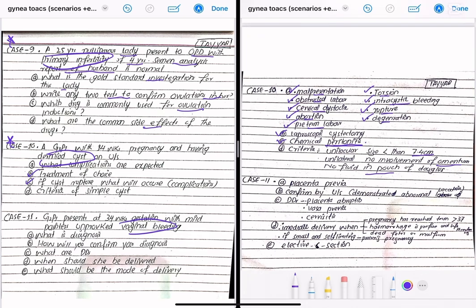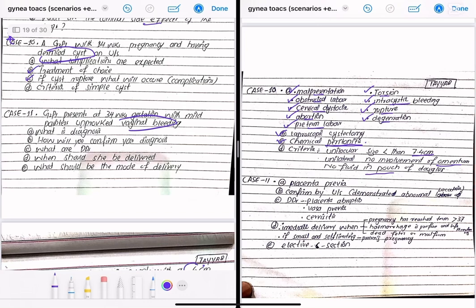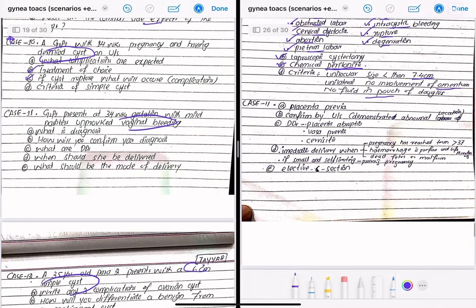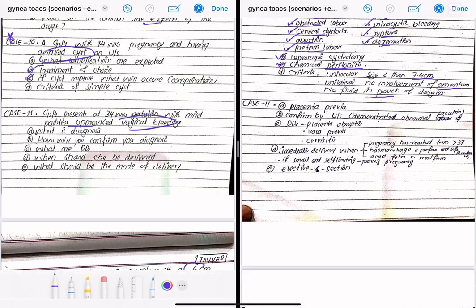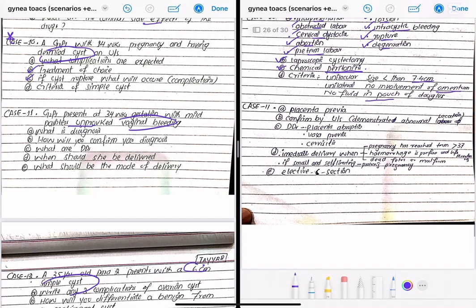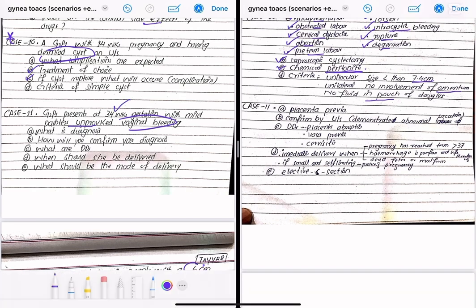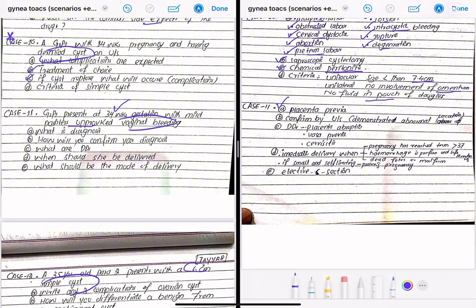Okay. Now, case number 11, there is a G2P1 present at 34 weeks gestation with mild, painless, unprovoked vaginal bleeding. So, what is the diagnosis? If bleeding occurs at 34 weeks, it means that there is placenta previa. And how will you confirm your diagnosis? It is confirmed by ultrasound, which demonstrates abnormal location. Then what are the differential diagnoses? These are placental abruption, vasa previa, and cervicitis.